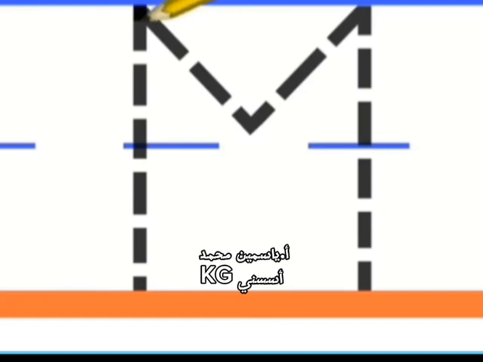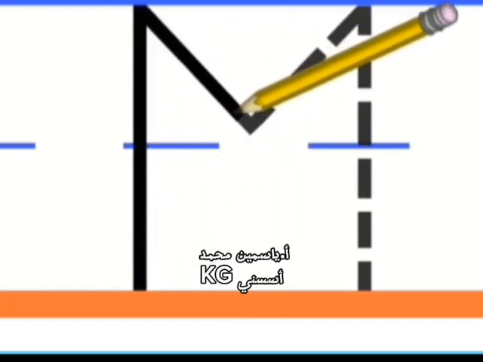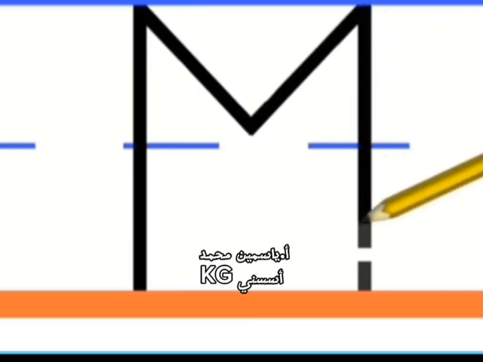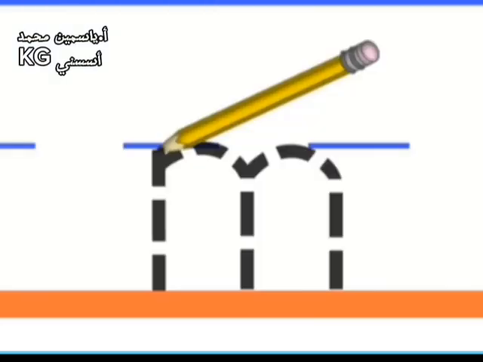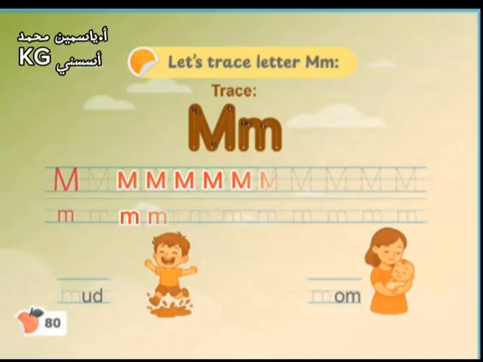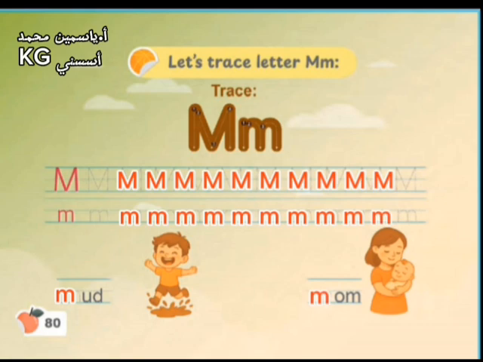Straight line from up to down. Sliding line to down. Sliding line to up. Another straight line from up to down. Capital M. Straight line from up to down. A curved line to down. A curved line to down again. Small m. Page 80. Let's trace letter M.